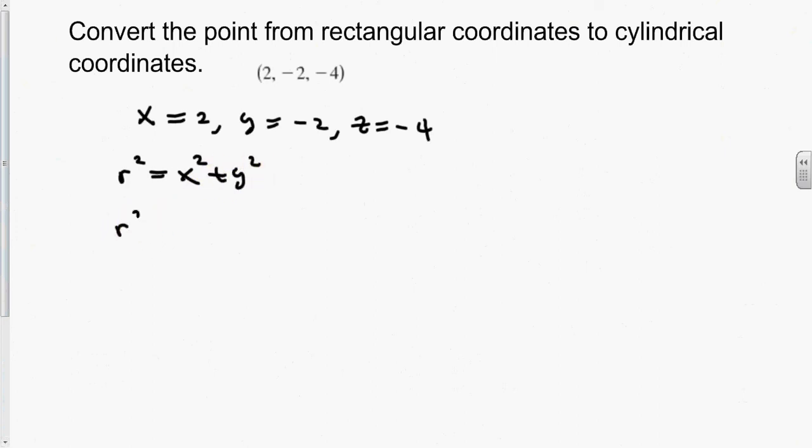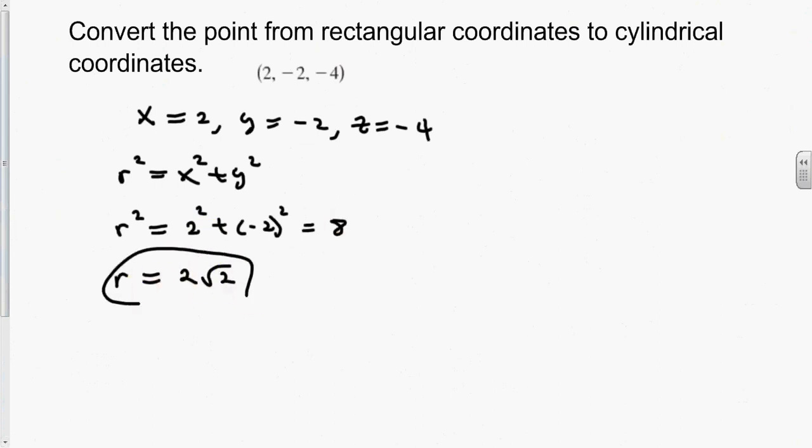Convert the point from rectangular coordinates to cylindrical coordinates. So that means that here x is 2, y is -2, and z is -4. If I have that, then I know that r squared is equal to x squared plus y squared. So r squared is equal to 2 squared plus -2 squared. So we just get 4 plus 4, we get 8. And so r is equal to 2 times the square root of 2.